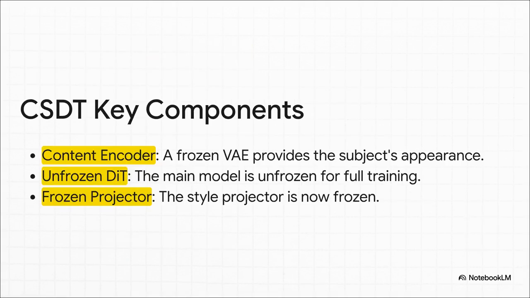So for content, they use a standard frozen VAE. This gives a direct perceptual representation of the subject. So now the model is getting two totally distinct information streams. You've got the abstract style coming from SigLIP, and you have the concrete perceptual content coming from the VAE. And it's this clean architectural separation that's key to preventing that leakage we talked about earlier. And now they flip the script. The style projector from stage 1 gets frozen, and the main DiT is unfrozen for the full training.